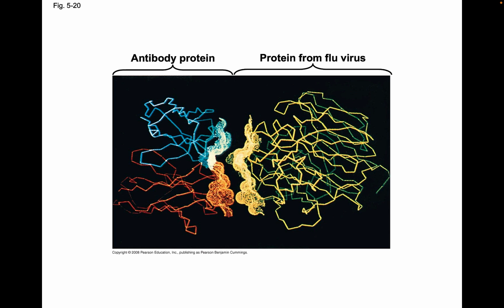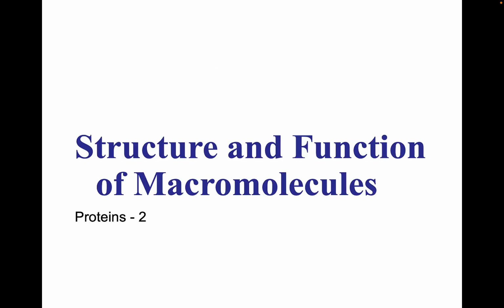And that's what vaccines do. They prime our cells to recognize this portion of the flu virus so that it can be marked for destruction. So tomorrow we'll talk some more about the structure and function of macromolecules.